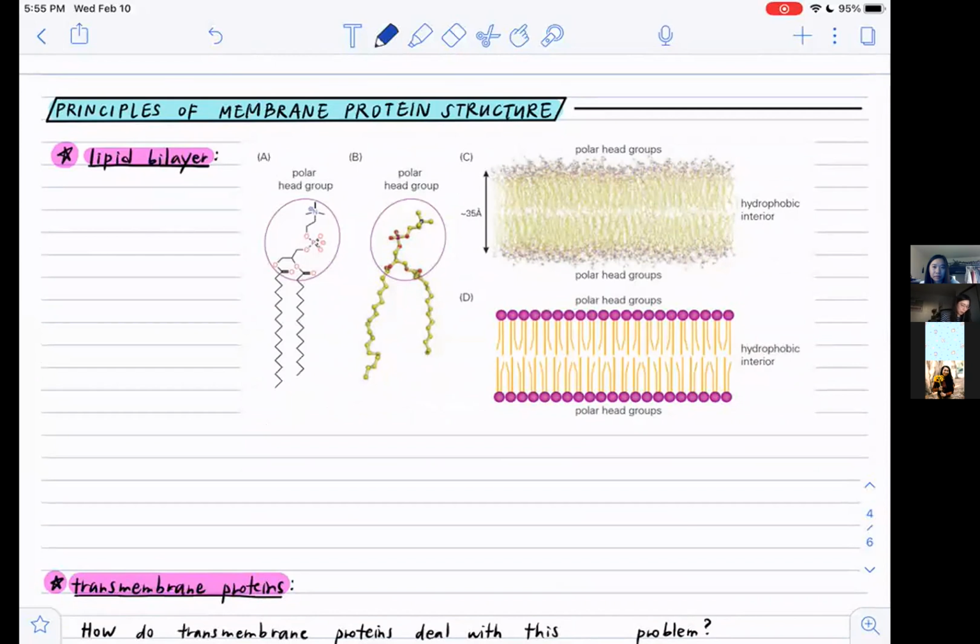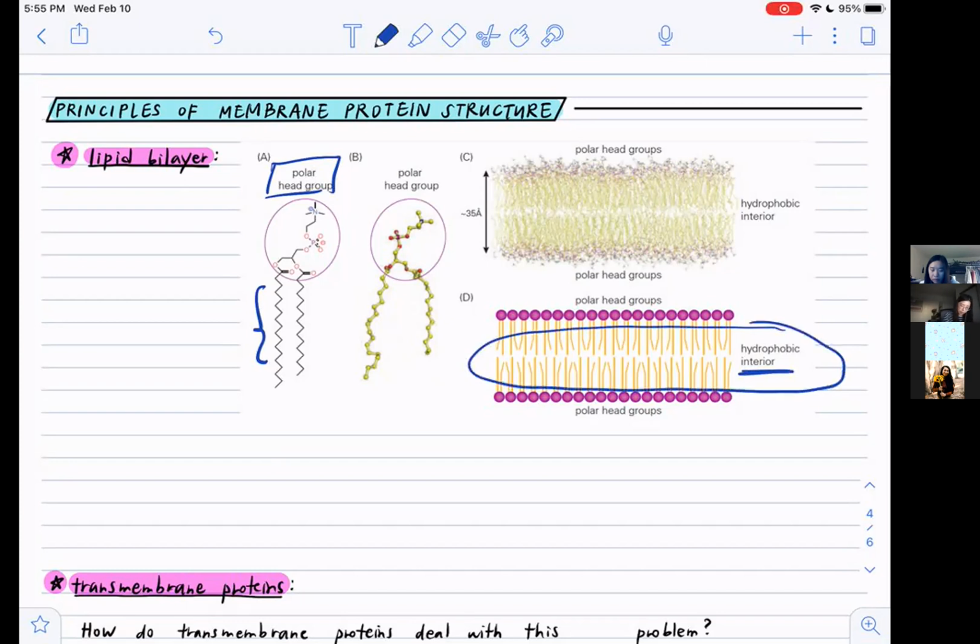Now I'm going to talk very quickly about membrane proteins. So here, you've seen this before. There's a polar head group and hydrophobic hydrocarbon tails on the phospholipids that make up the lipid bilayer. And the bilayer has a hydrophobic interior right here. And this hydrophobic interior has no available hydrogen bonding partners.